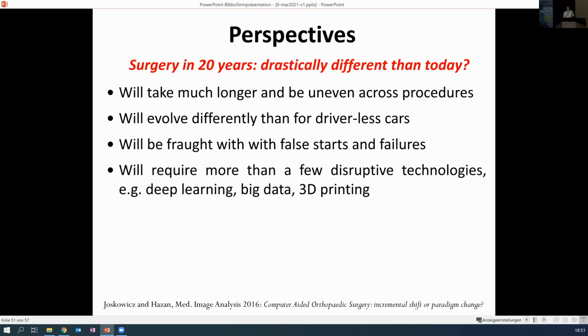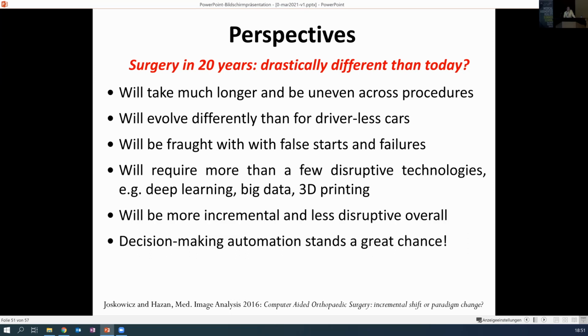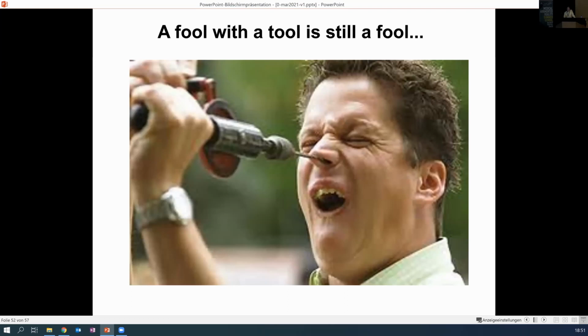I mean, with all due respect, AR is not going to make the revolution in the field. It's going to help a lot, but it's not the only one who's going to do that. And the same thing for navigation and robotics. So it's going to be more incremental and less disruptive, and we're going to have to live with that. Okay, but it is here to stay. So thank you for your attention.